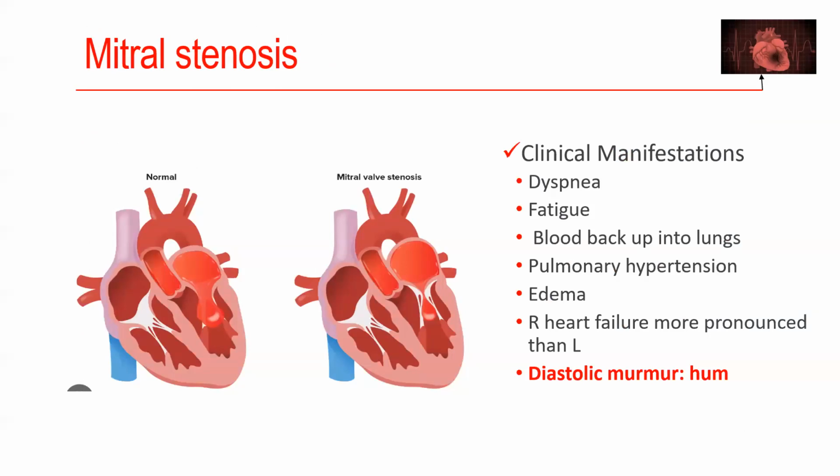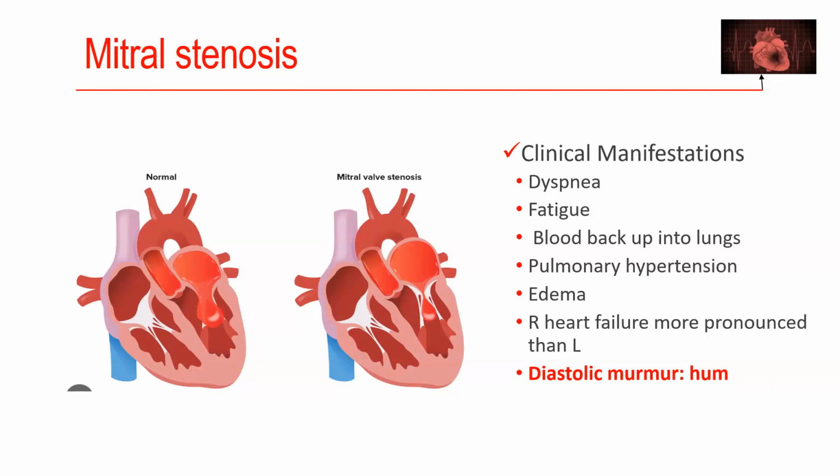Okay, mitral stenosis, humming murmur on diastole. The valve between the left atrium and the left ventricle is stenosed, it's very narrow. And again, you're going to have blood back up into the lungs. You're going to have pulmonary hypertension. You're going to have pulmonary edema. You're going to have secondary right heart failure. You're short of breath. You're very tired. Okay, all pretty normal. And it sounds just like mitral regurg.